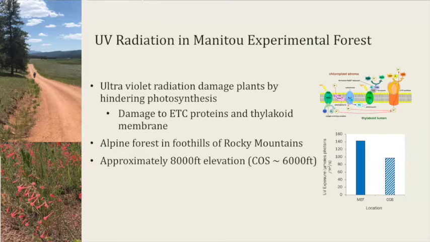Preliminary data collection shows how elevation affects UV levels, with higher elevated locations experiencing more UV exposure. This can be seen in the bar graph on this slide, which shows how the 2,000-foot elevation gain between the city of Colorado Springs and Manitou Experimental Forest caused a drastic increase in UV exposure. From this information, we can infer that Manitou Experimental Forest, located at approximately 8,000 feet, experiences high levels of UV radiation. This UV stress has led to adaptations in Rocky Mountain native plants hoping to maximize fitness.